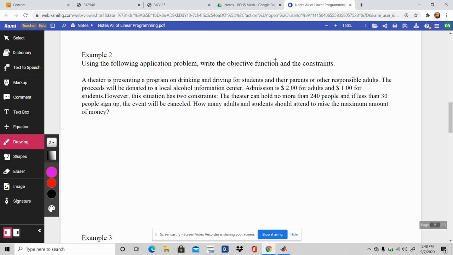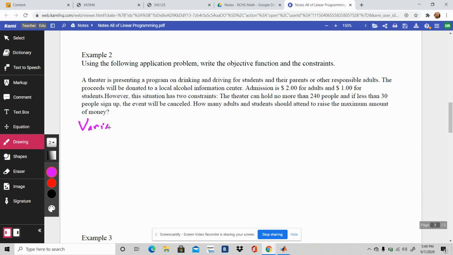However, this situation has two constraints. The theater can hold no more than 240 people, and if less than 30 people sign up, the event will be canceled. How many adults and students should attend to raise the maximum amount of money? All right, so right here, how many adults? The last sentence, the one that has the question mark, gives you a lot of key information. It says how many adults and students. So that's the number that can vary. Those are going to be your variables.